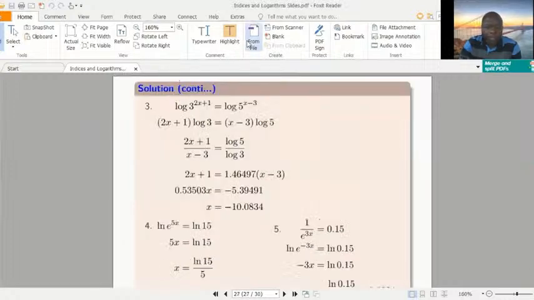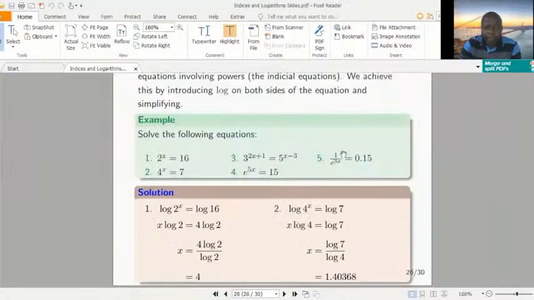And look at this one. This one is very easy. What was it? Just go back and see what it was. Oh, it was question 3, it's this. It's good for you to be coming back and seeing what the question was. Introduce logs on both sides.